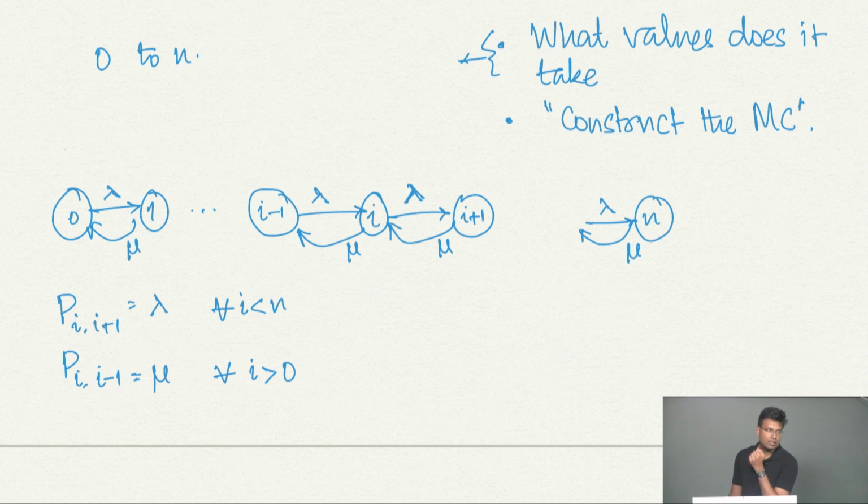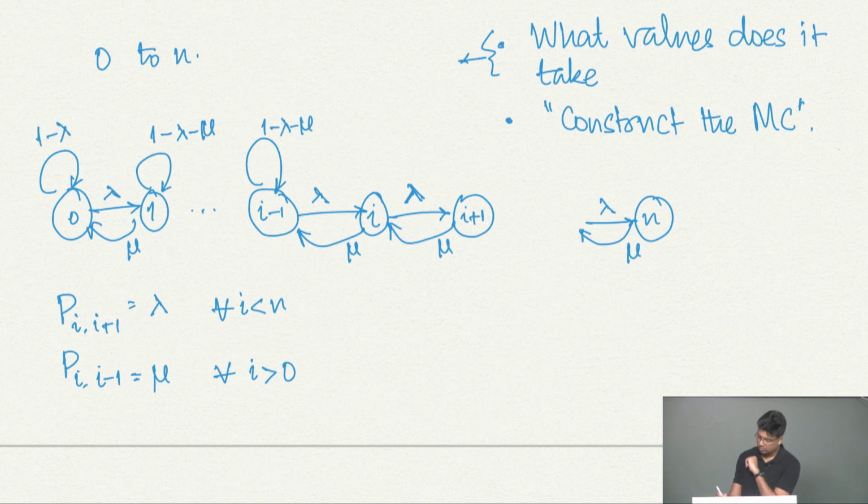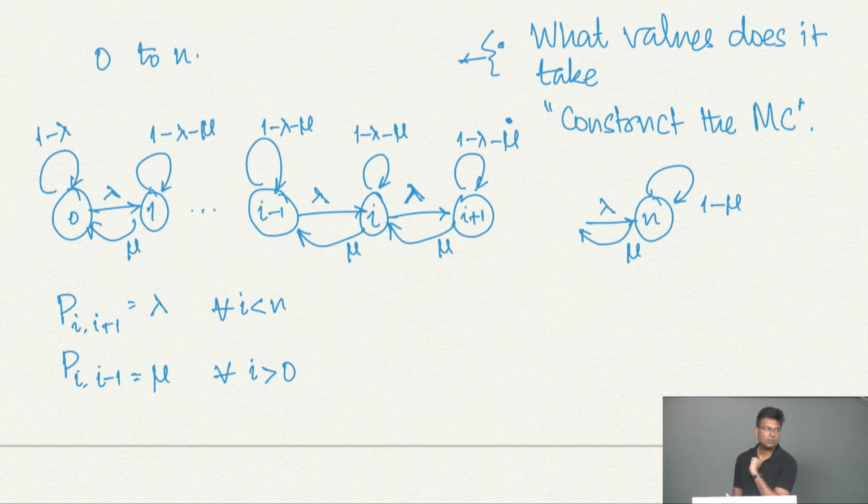With the remaining probability, nothing changes. So that means 1 minus lambda, nothing changes here. So what is this going to be? 1 minus lambda minus mu. Similarly here, 1 minus lambda minus mu. What about this one? 1 minus mu. Good? Similarly, you have the same value here. So this is your Markov chain.